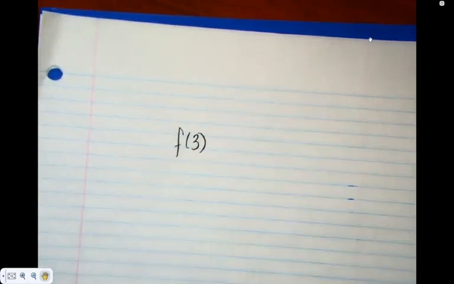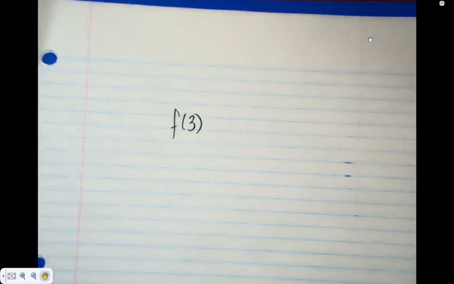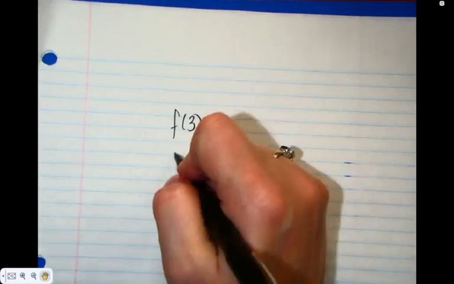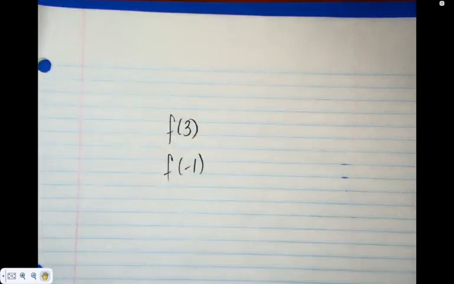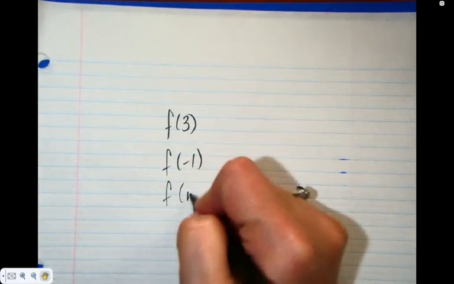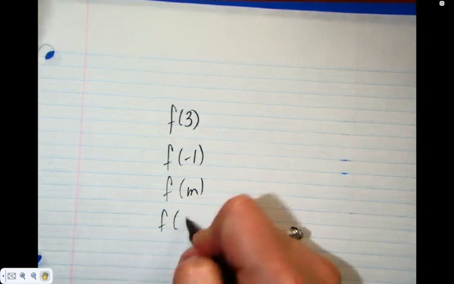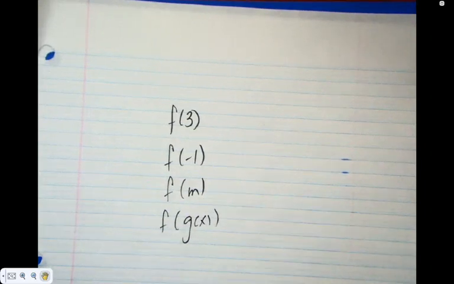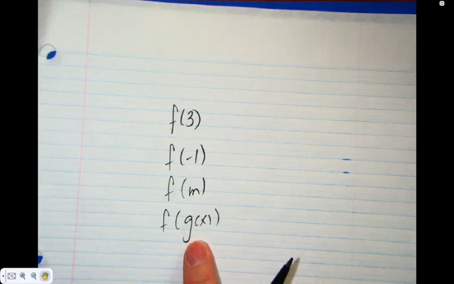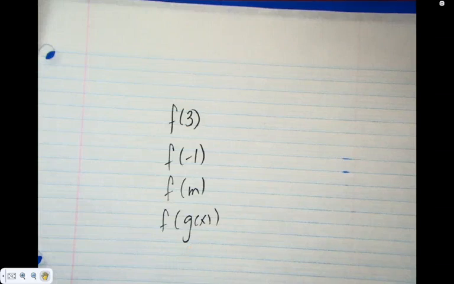We started talking about this yesterday. If I give you that notation, what does it mean? Substitute 3 into whatever this function happens to be. And if I gave you a crazy negative number, what does that mean? Substitute -1. And then we looked at if I just put a different variable, what does that mean? Substitute m. So really what we're doing is this, which is no different. What we're doing is substituting g for x. So you're putting a function inside a function. That's called a composition of functions.